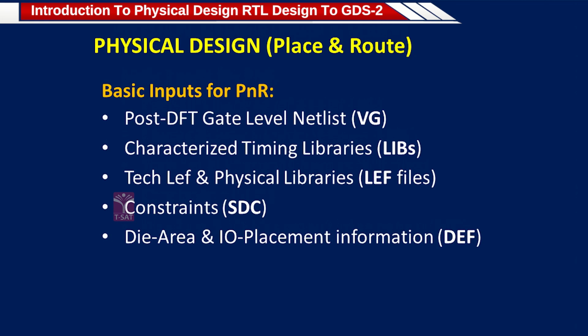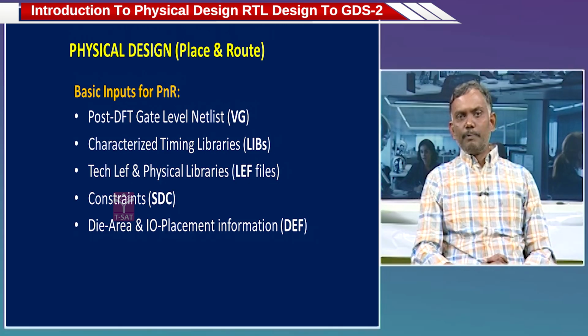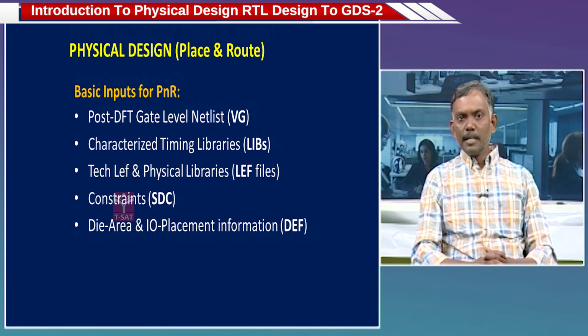And the final one is area information. As we discussed, every chip is targeted for a certain area. As part of the specification, they will come up with an area requirement. What is my die area? How much area is going to be taken by my chip? The die information, with a certain height and width. That is one piece of information. And also IO pad placement, input and output pad placement.